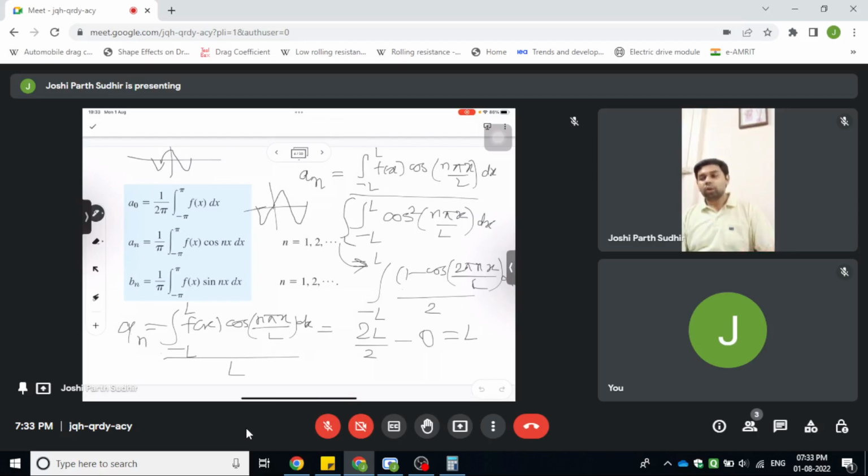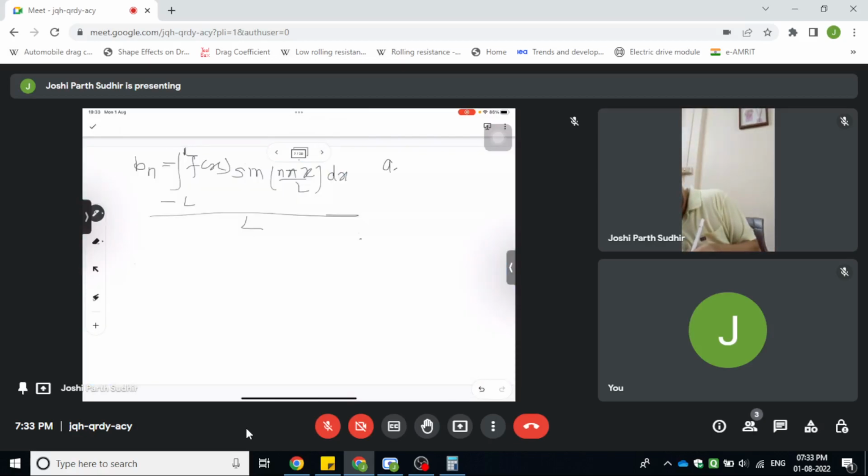Then, because of the property of definite integrals, for an odd function, since the sine function over here is antisymmetric, this area and this area are equal but opposite in sign. So when we integrate the sine function from, let us say, minus pi to pi, it will add up to 0. Similarly, the integral from minus L to L will also become 0 when f of x into cos(n pi x by L) is odd. So essentially, an is non-zero when f of x is even, and an will be 0 when f of x is odd.